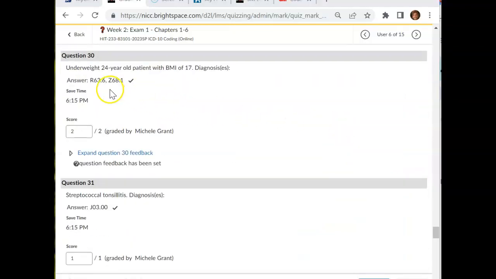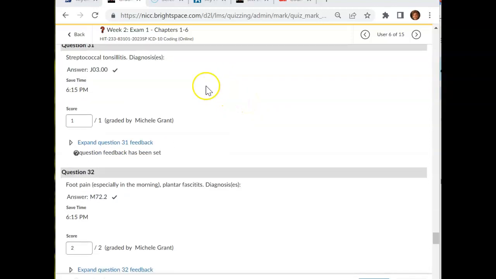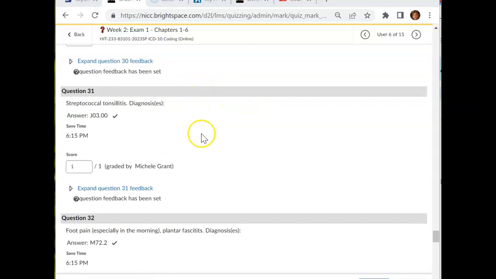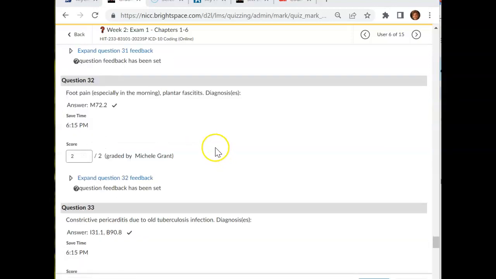The biggest thing here for 30, we need a couple different things. We need to code the underweight code itself, which is going to be the R63.6, and then we need to code the BMI of 17, which is the Z code. Okay, no real issues on streptococcal tonsillitis. Okay, with the foot pain, especially in the morning, plantar fasciitis diagnosis. Here, once again, we have to remember that the foot pain is integral to the plantar fasciitis. So I do not code the foot pain, I only code the fasciitis.